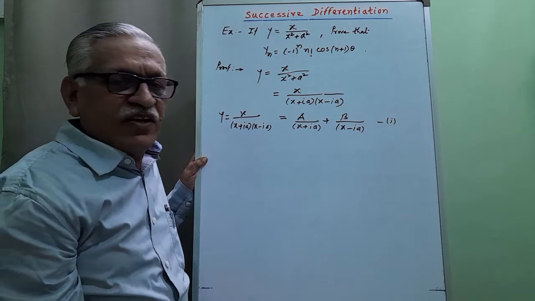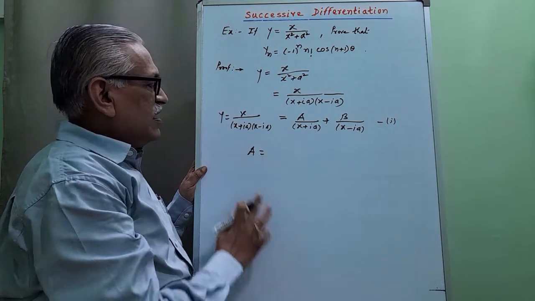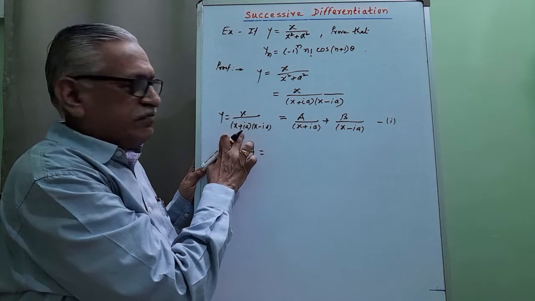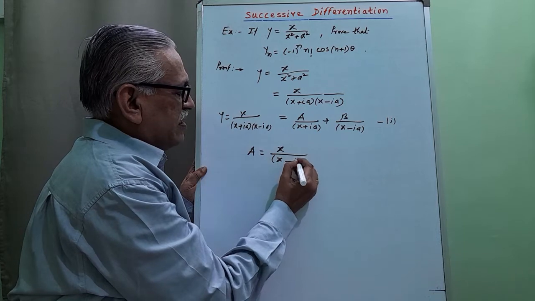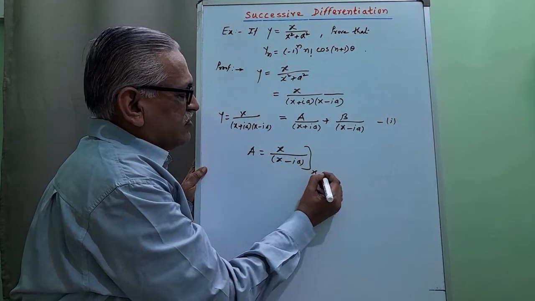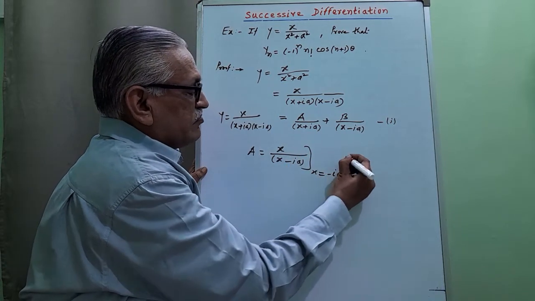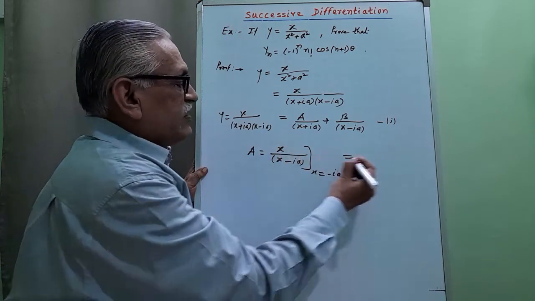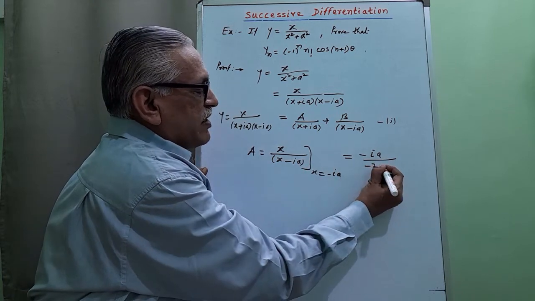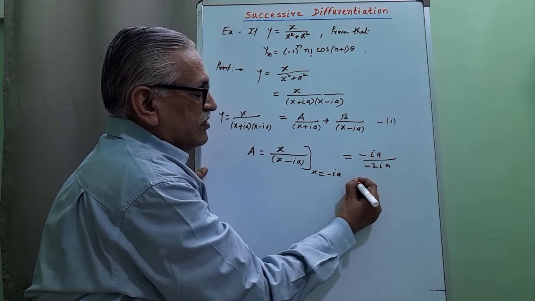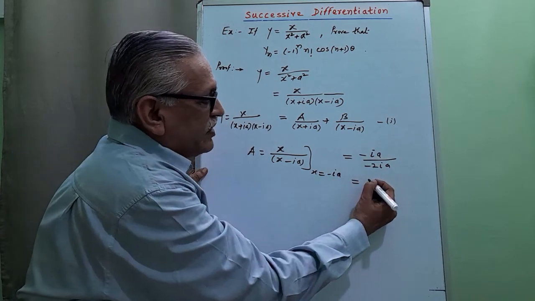To determine the values of a and b using the partial fraction technique, we get the value of a by neglecting the term x plus ia; the remaining term is x upon x minus ia, and we find its value at x equal to minus ia. Substituting that value, we get minus ia divided by minus ia and minus ia, which becomes minus 2 times ia. Minus minus becomes plus, ia gets cancelled, and we get the value as 1 by 2.